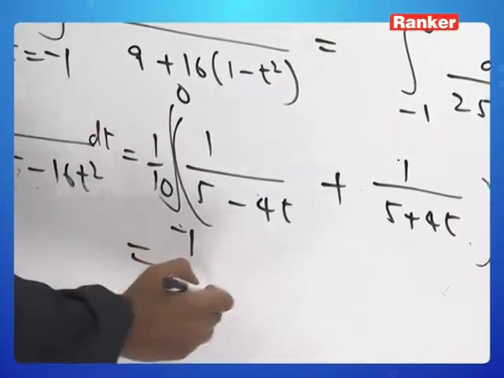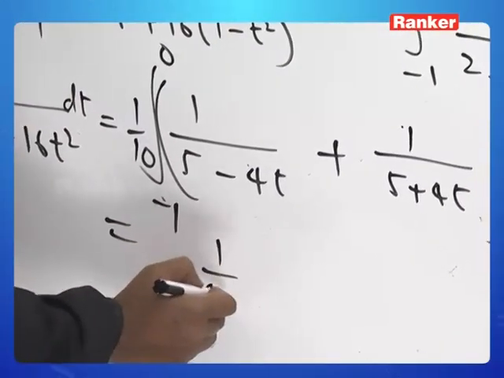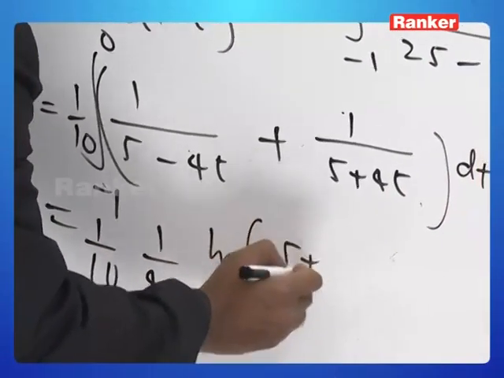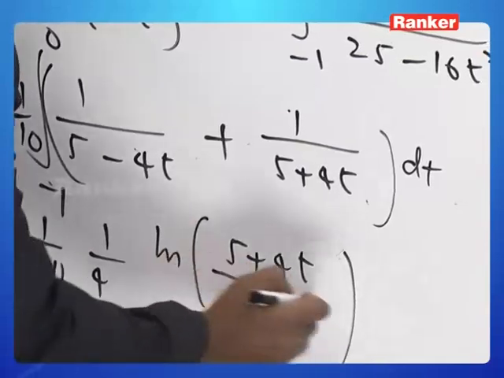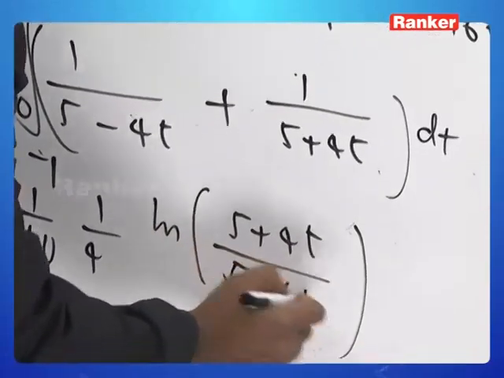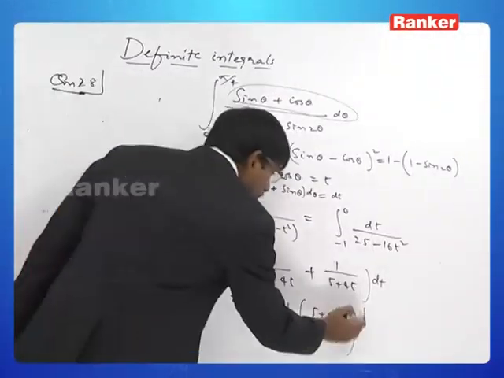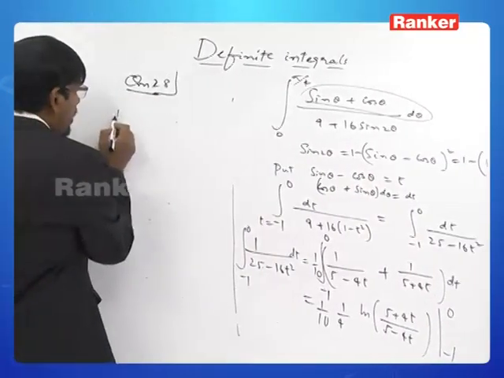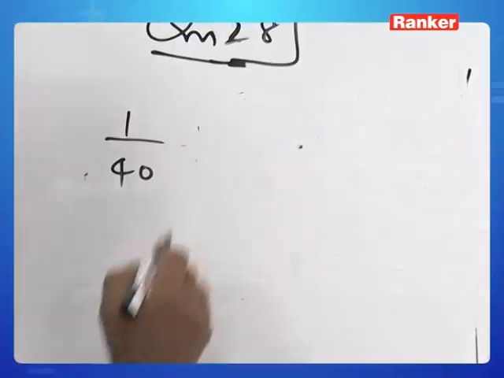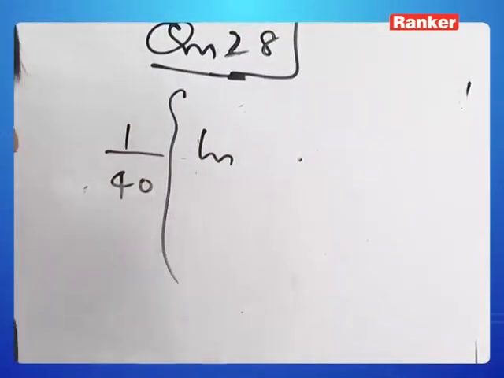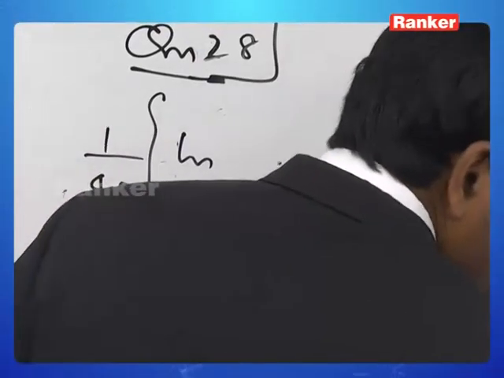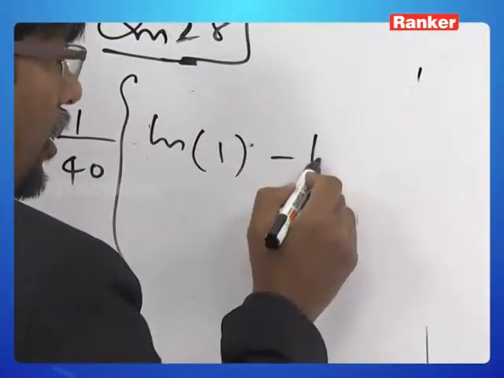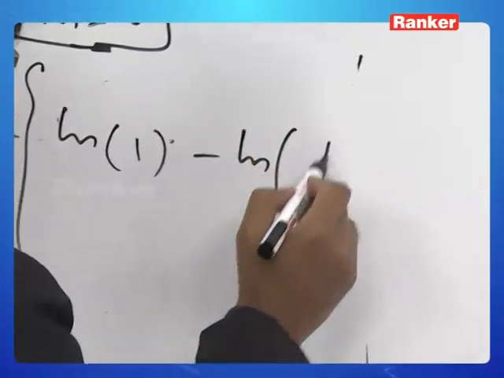What do we have here? 1 by 4th, 1 by 10 into ln of 5 plus 4t divided by 5 minus 4t, within the limits minus 1 to 0. So, now when we come to this 1 by 40 into, what do we have? Log of 5 by 5, that is 1. So, log 1 minus log 1 by 9.